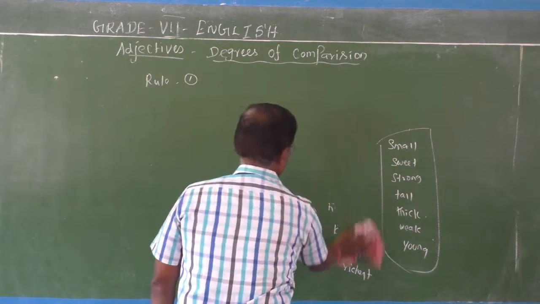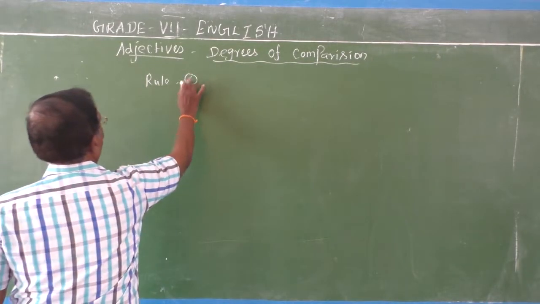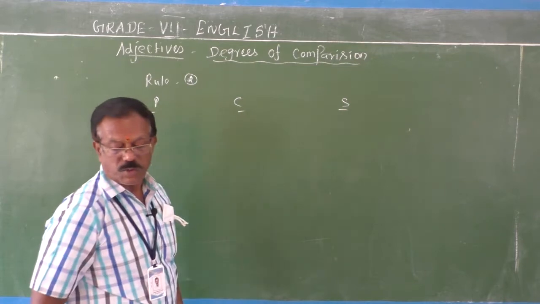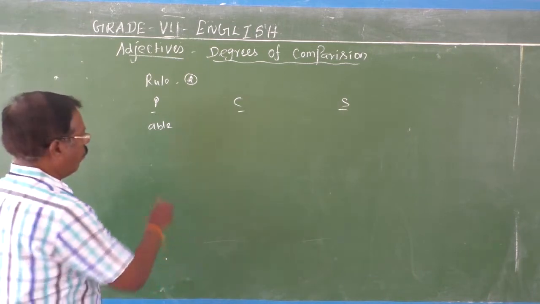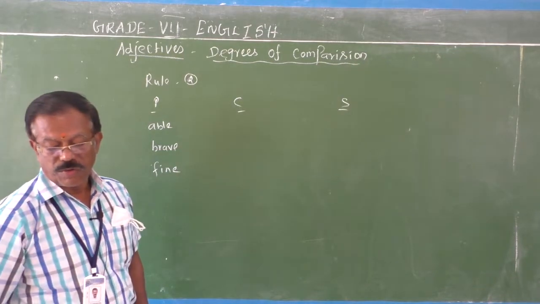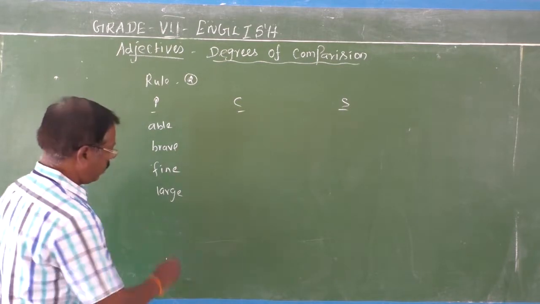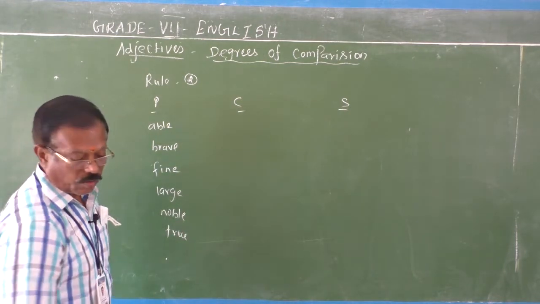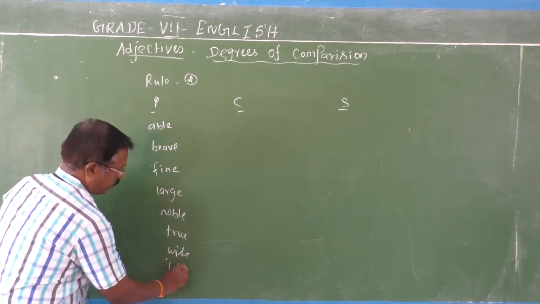Let me explain. Okay, fine. I will give you a list of such words. Rule number 2. Here P stands for positive, C stands for comparative, S stands for superlative. Able, brave, fine, large, then noble, true, wise, and then white.